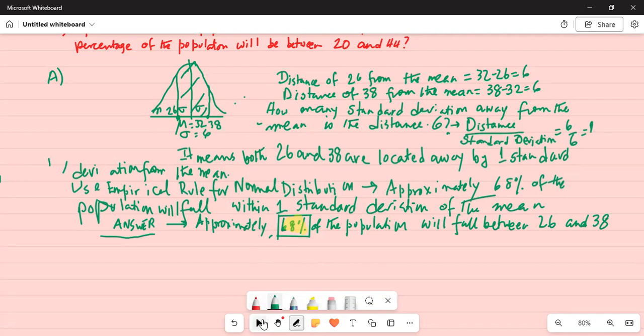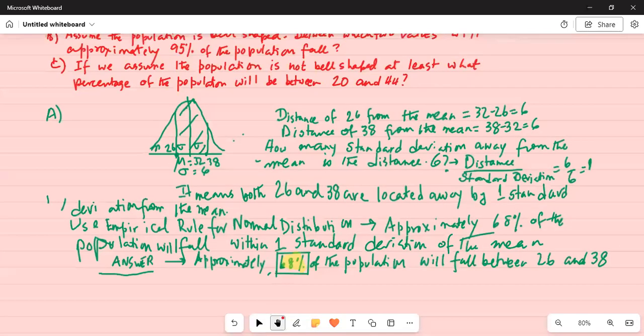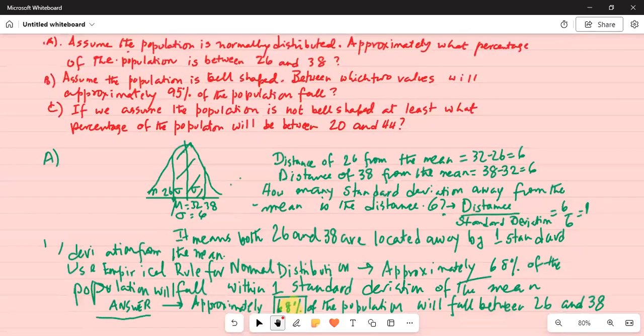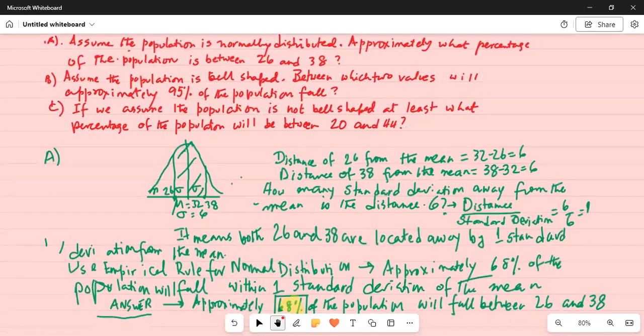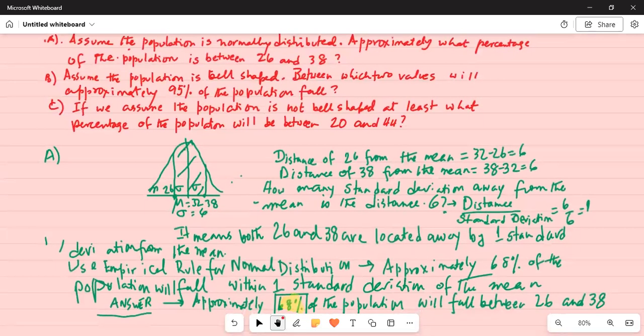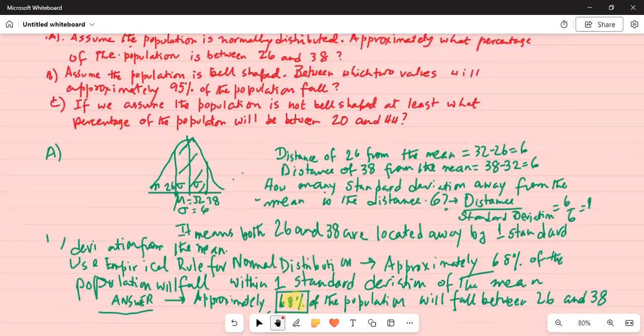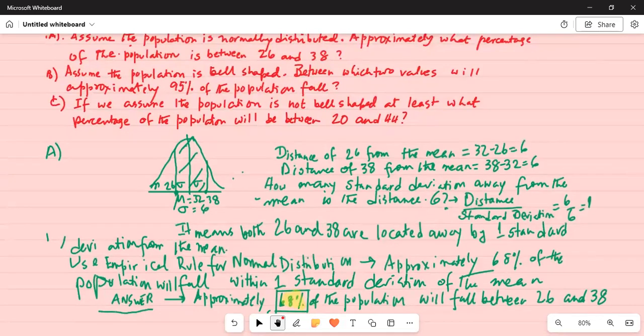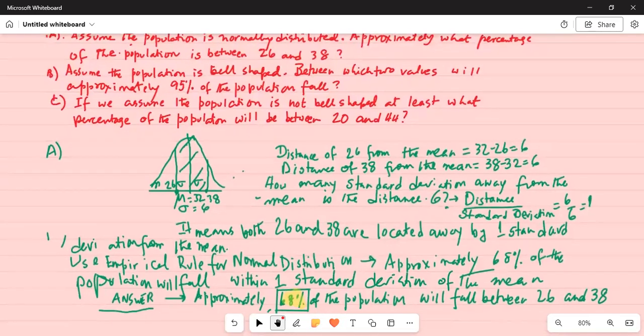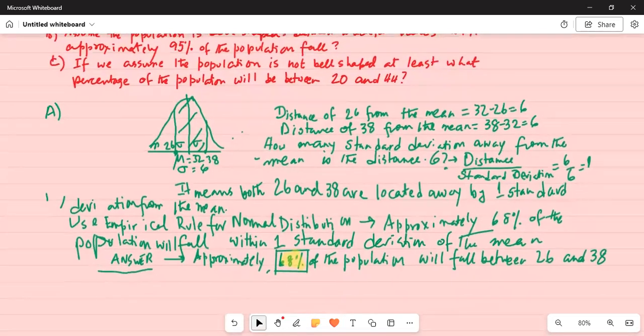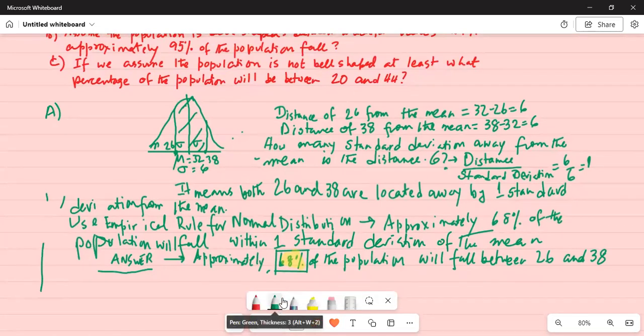Now let's move up a little bit and solve part B. Assume the population is bell-shaped, which means approximately normal distribution. And we have been asked between which two values will approximately 95% of the population fall. So we will again use the empirical rule in this case.